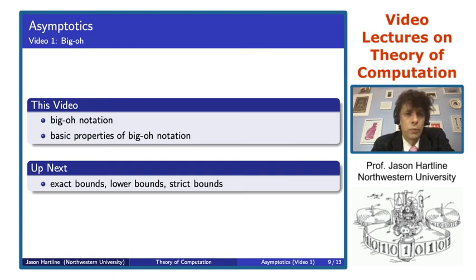Great. So this video has been about big O notation and reviewing some basic properties of big O notation. Up next in the next video, we're going to be talking about exact bounds, lower bounds, and strict bounds.